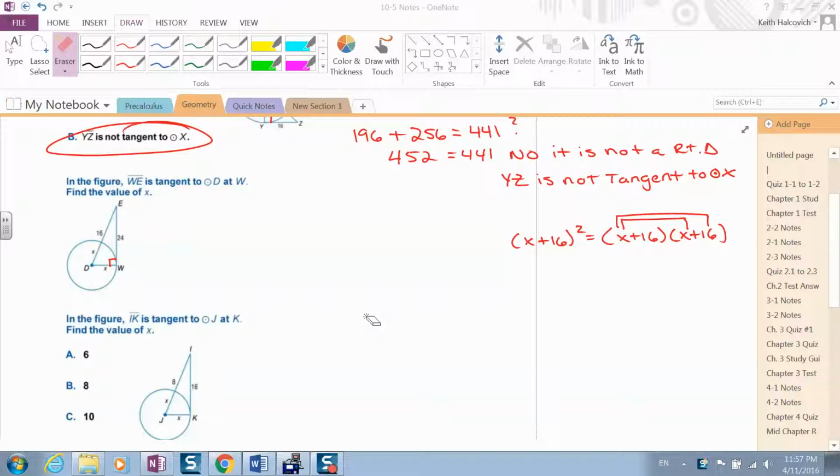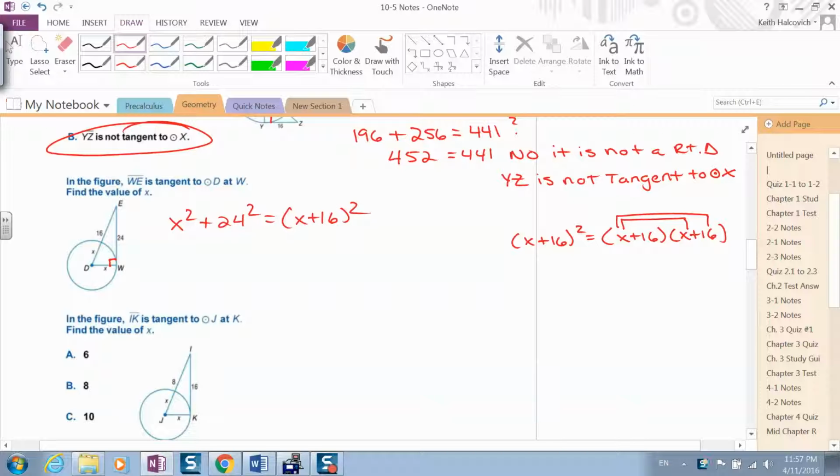Looking at this picture, WE is tangent to circle D at W. So that means you have a right triangle there, which means you have x squared plus 24 squared equals the hypotenuse, x plus 16, squared. X plus 16 squared means you have to multiply it by itself.